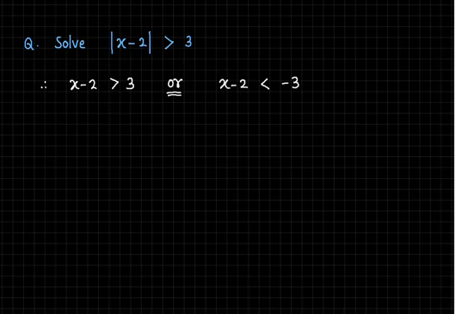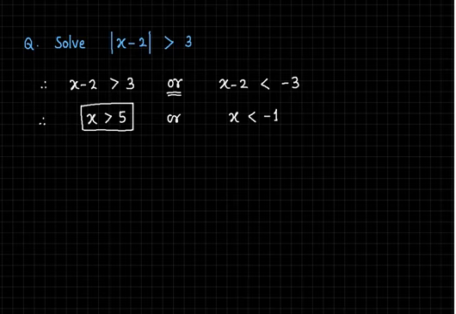Right? So now to get x, we have to get rid of this minus 2. So let us send the minus 2 on other side by adding it. So therefore clearly we get x greater than 3 plus 2, that is 5. This is one possibility. Or x is less than 2 minus 3, which is minus 1. So this is the solution set, that is either x can be greater than 5 or it can be less than minus 1, which will satisfy the given inequality.